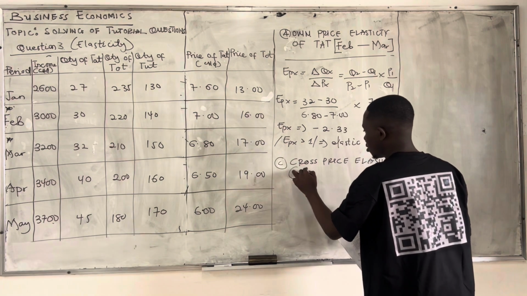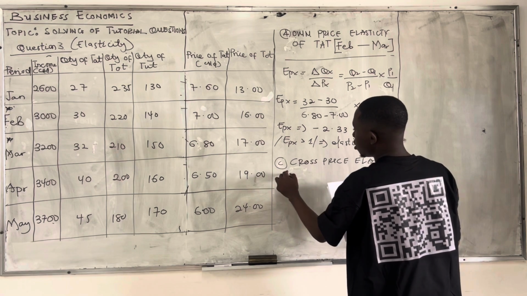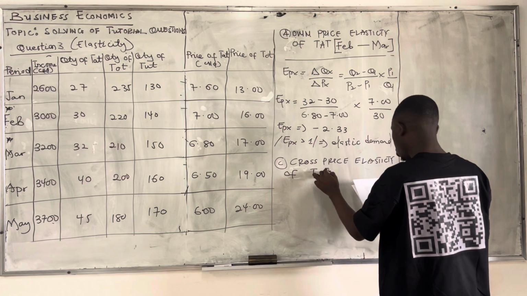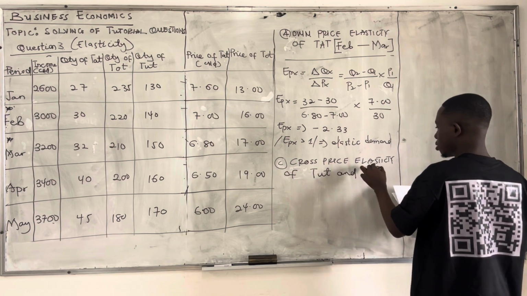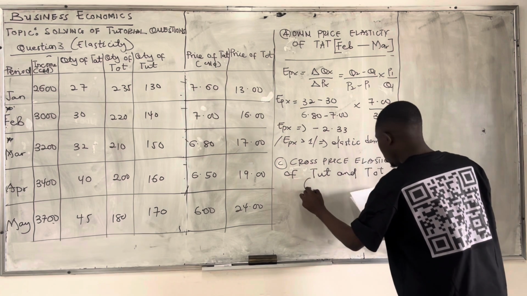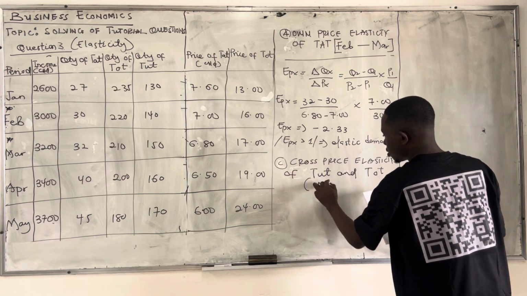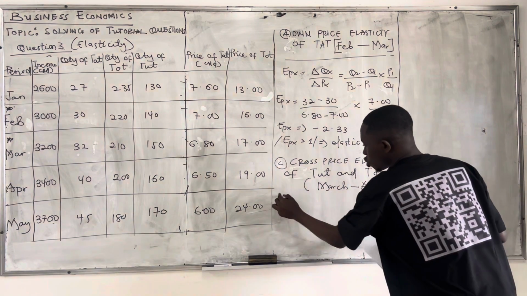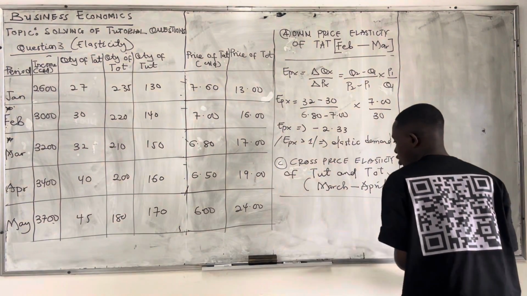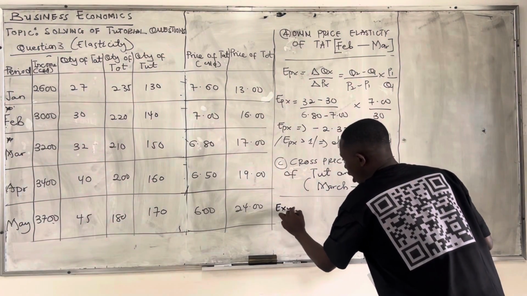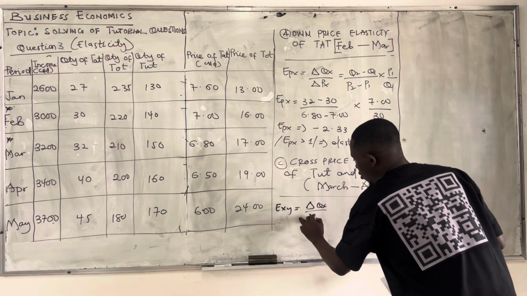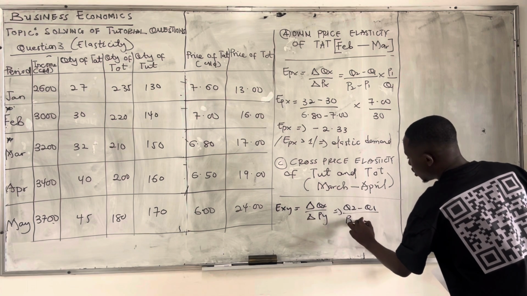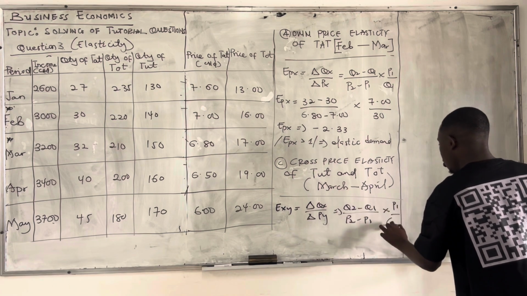So this is C: cross price elasticity of tooth and TAT between the period of March to April. The cross price elasticity, as we already know, EXY, is change in QX over change in PY, which is done as Q2 minus Q1 over P2 minus P1 times P1 over Q1.